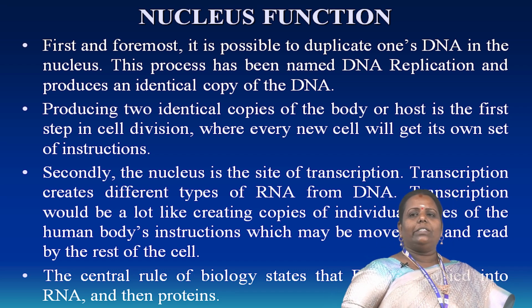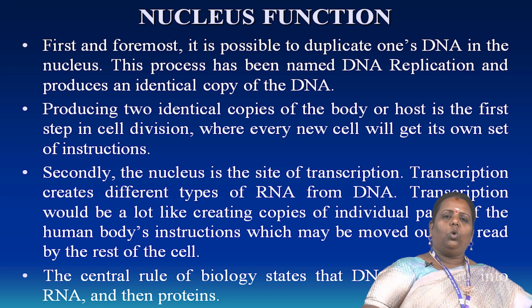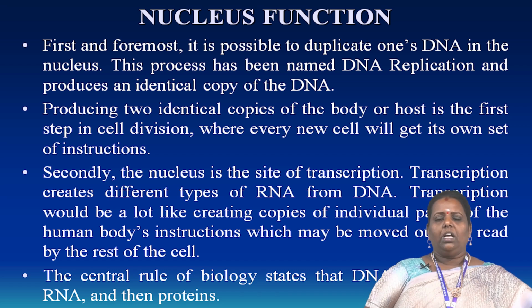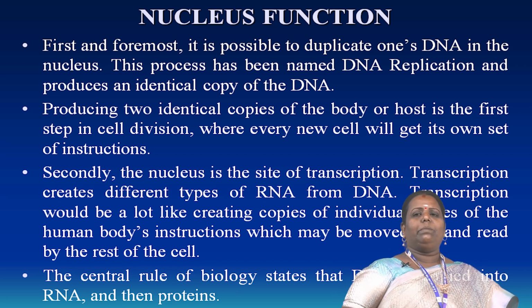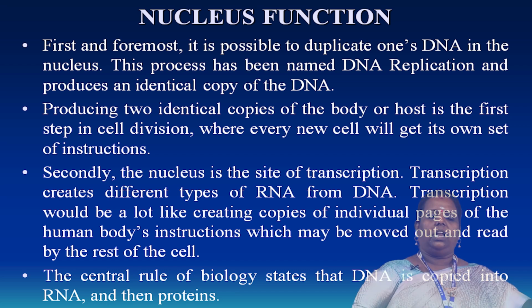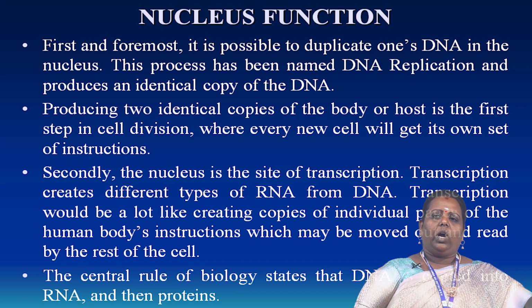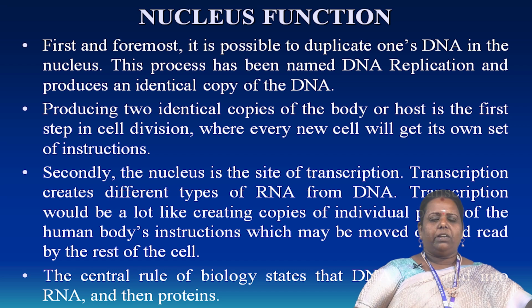Secondly, the nucleus is the site of transcription. Transcription creates different types of RNA from the DNA. You know, transcription and translation: DNA to RNA, and RNA is converted into protein. Transcription and translation are like creating copies of individual pages of the human body's instructions. It gives the instructions and is then removed from the nucleus to the rest of the cell. The central rule of biology states that DNA is copied into RNA and into the formation of protein. After that comes the formation of all the cell organelles.